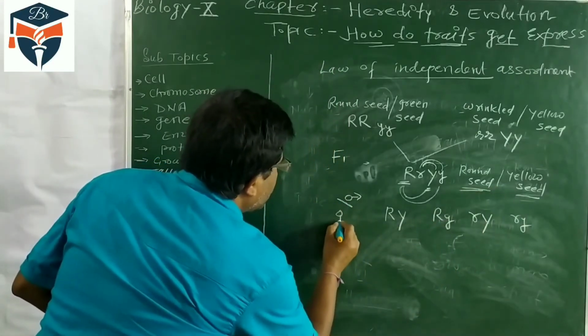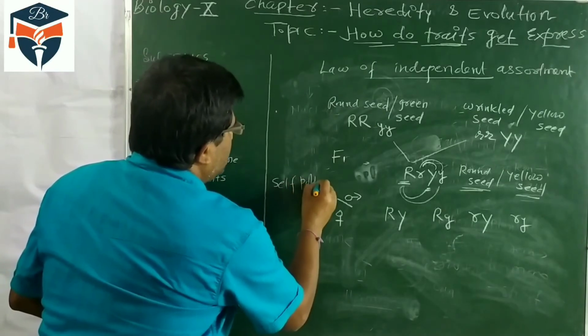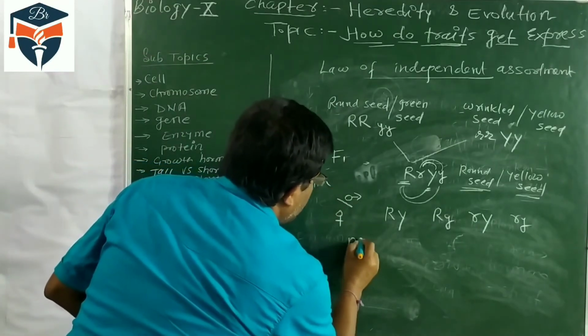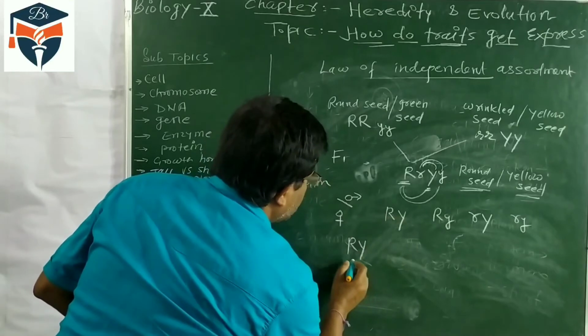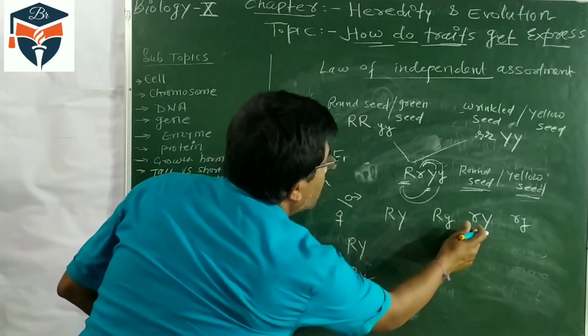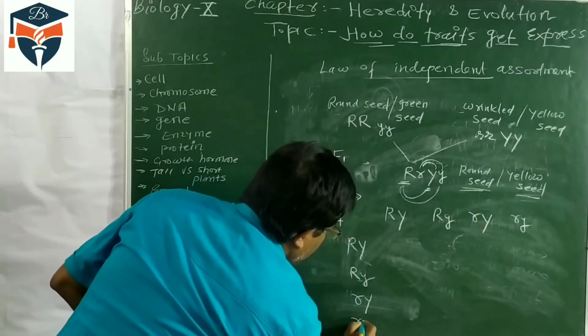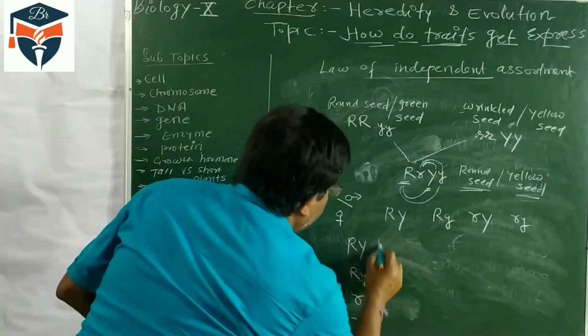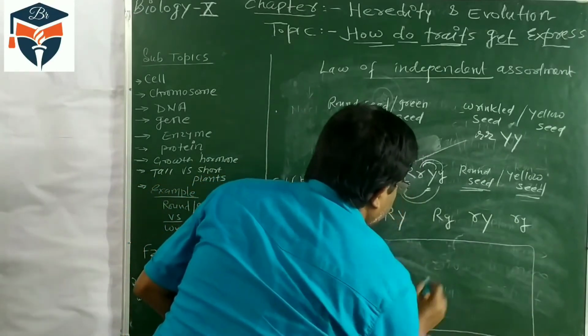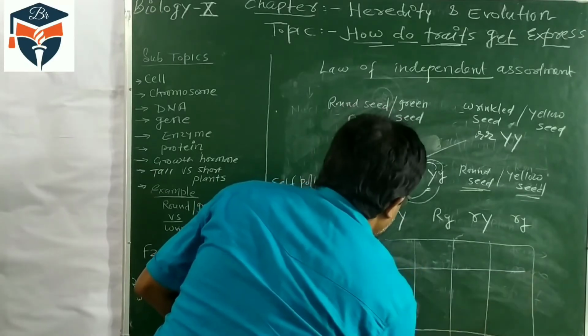Similarly, because we are doing self-pollination, we have to take the same gametes: capital R, capital Y; capital R, small y; small r, capital Y; and last, small r and small y. So when we cross them, we will get the 16 progeny.